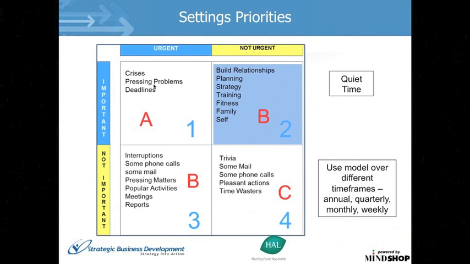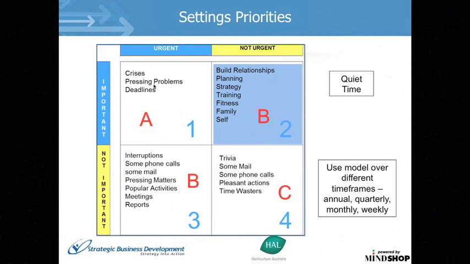My experience is 20% of your time should be on quadrant 2 activities, and that will mean you spend less time in quadrant 1, which is all the bushfires you run around putting out. So more time in quadrant 2, less time in quadrant 1.